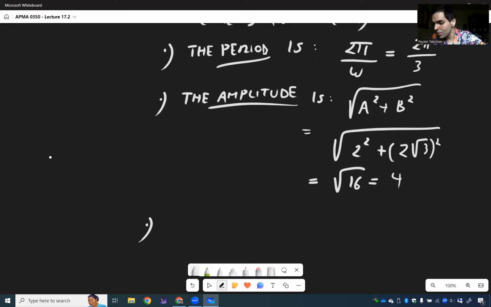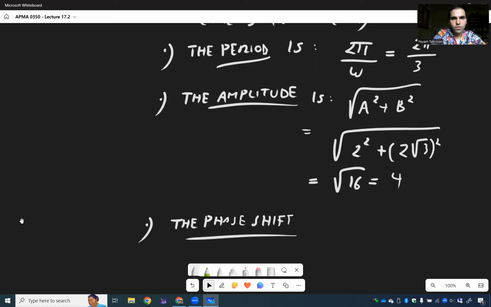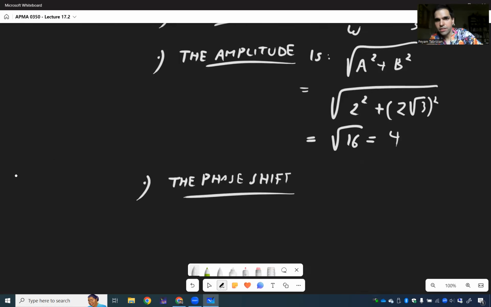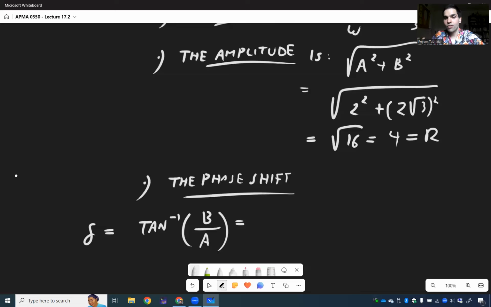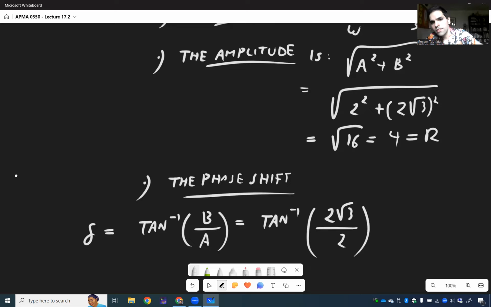And related to this is what's called the phase shift. Think angle. This is sometimes called delta. By the way, the amplitude is sometimes called big R. And then delta is arctangent of b over a. If you know polar coordinates, it's arctangent of y over x. So in this case, arctangent of 2√3 over 2, which is arctangent of √3, and that's π/3.